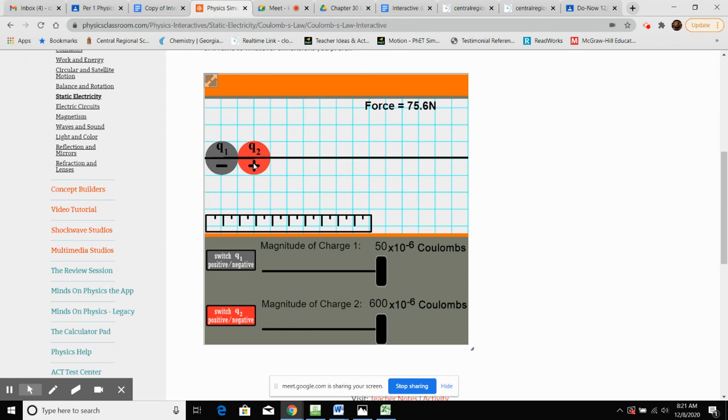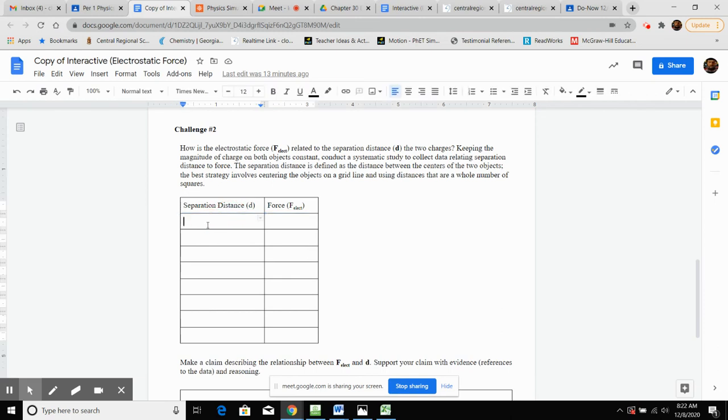Now we have to do the separation between the two objects' centers. The center of Q1 falls on this line here. The center of Q2 falls on this line. So they're 1, 2, the distance would be 2 away. So my separation distance, I would write just 2. Right now we're not using a unit here. And then just write down what you have for the force value. I got 75.6 newtons.